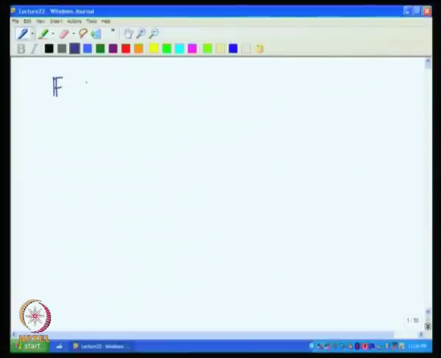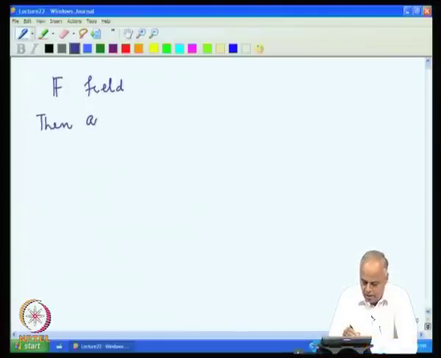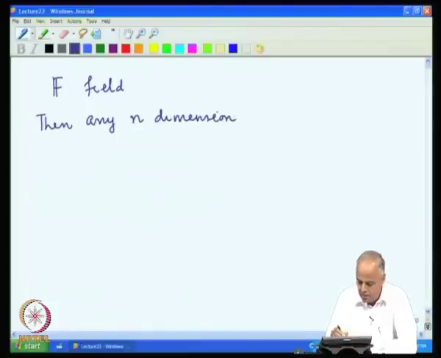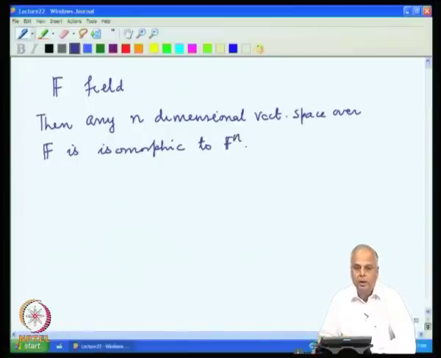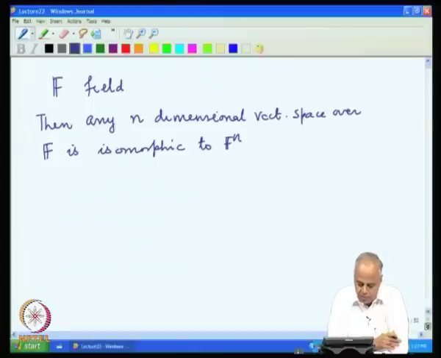Last lecture we found that if F is any field, then any n-dimensional vector space over F is isomorphic to F^n, and therefore, we concluded that when we are talking about vector spaces over F, the main basic vector spaces are this F^n.